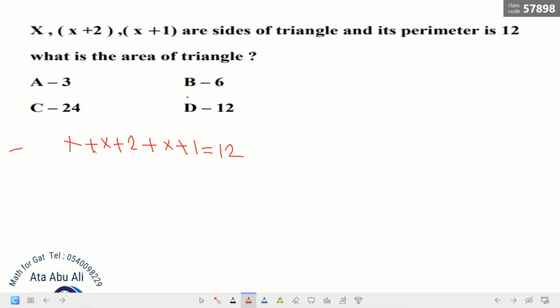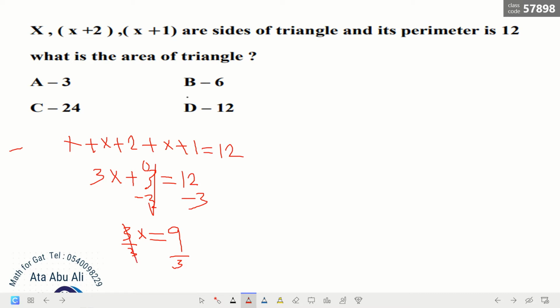Now we add the like terms: x plus x is 2x, plus the third x is equal to 3x. Now 3x plus, we add the 2 and 1, which is equal to 3. Now all of this is equal to 12. Now we subtract 3 from both sides. 3 minus 3 is equal to 0. Now 3x is equal to 12 minus 3, which is equal to 9. After that, I have to divide both sides by 3 to find x.